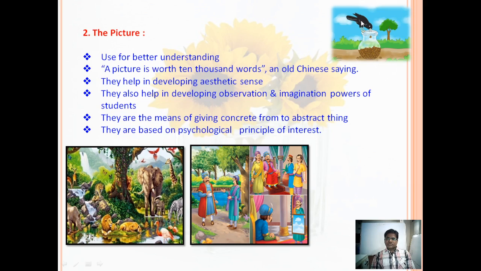If the crow is there, then there is the thirsty crow. If the stories of Akbar and Birbal, and this is the emperor of the jungle, this one you may depict, you may narrate different animals which are living in the jungle. For better understanding, use of pictures is important.